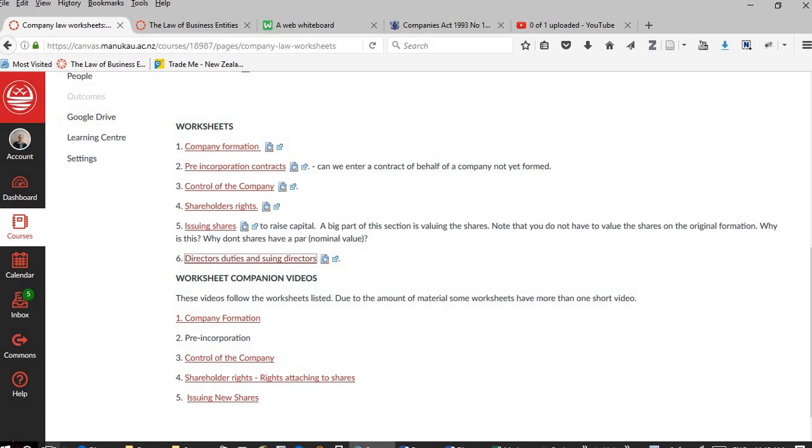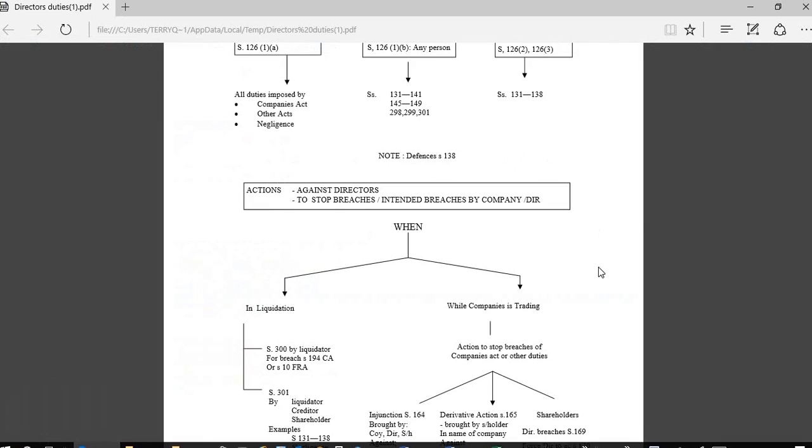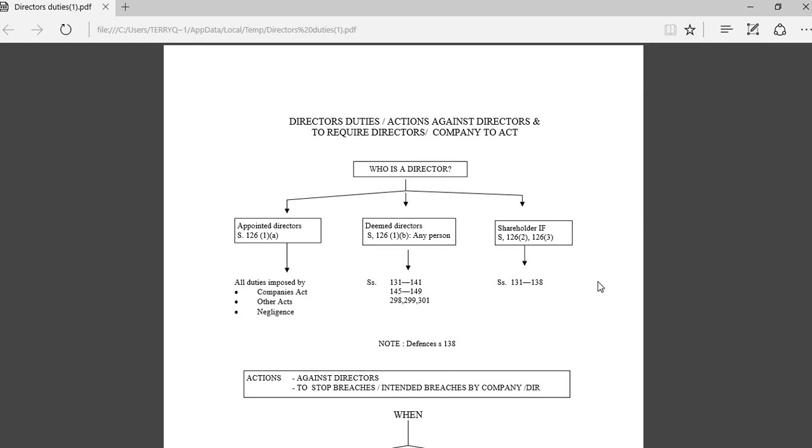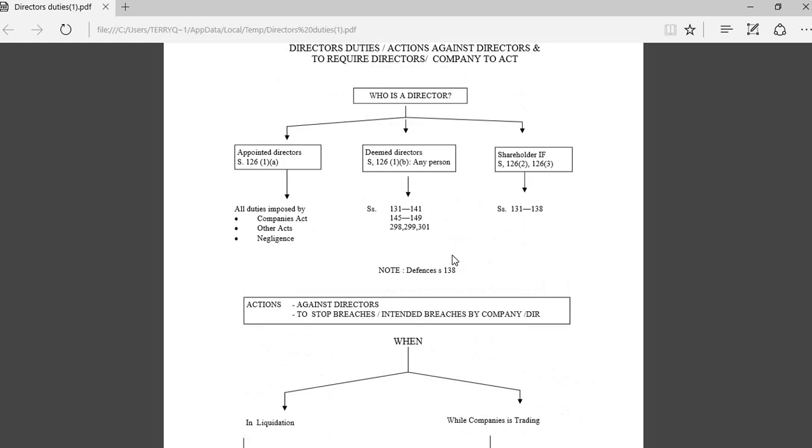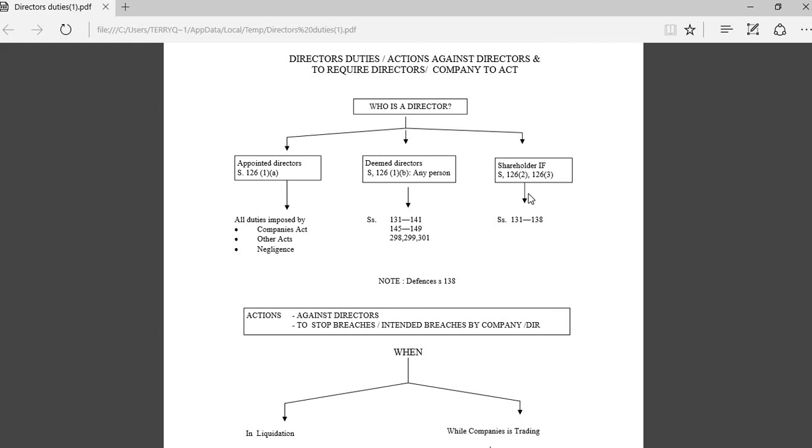So if we start just going through the diagram on directors' duties. Now the diagram initially looks a bit complicated, but it actually only has two major steps to it. One is decide who is a director, and then decide what can they be sued for. Now, those are the director questions there. So we have three types of persons can be director, and then we have the duties that apply to those people from the Companies Act.